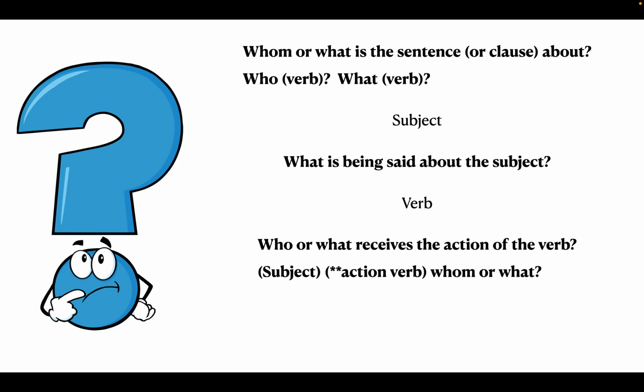Who or what receives the action of the verb? So blank did blank, whom or what? Like what received the action of the verb? To whom or to what? And that's the direct object. So not all verbs can be transitive. So the tree fell would be an example of a verb that cannot be transitive because there's no answer to the tree fell whom or what. The tree cannot transfer the action to a direct object.